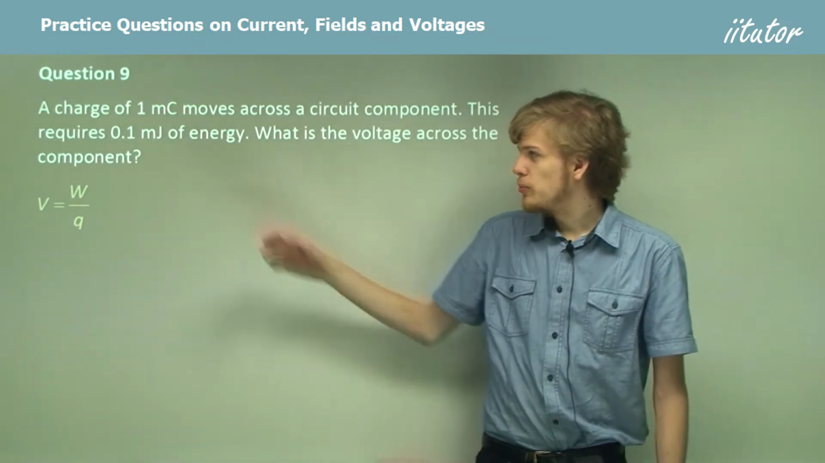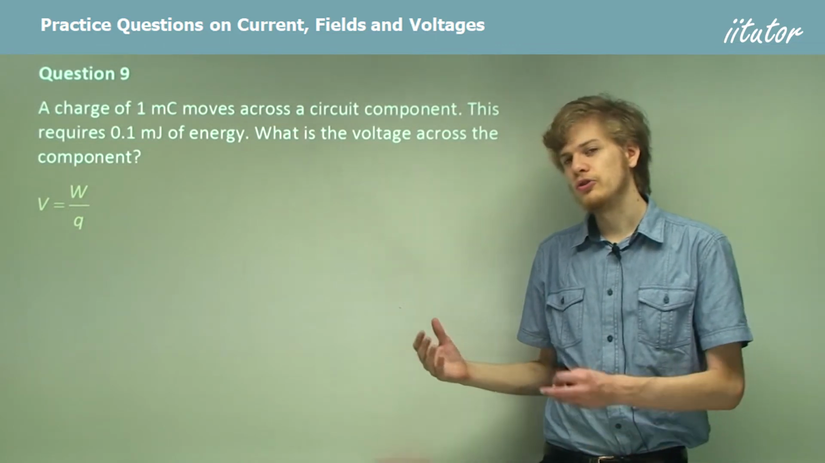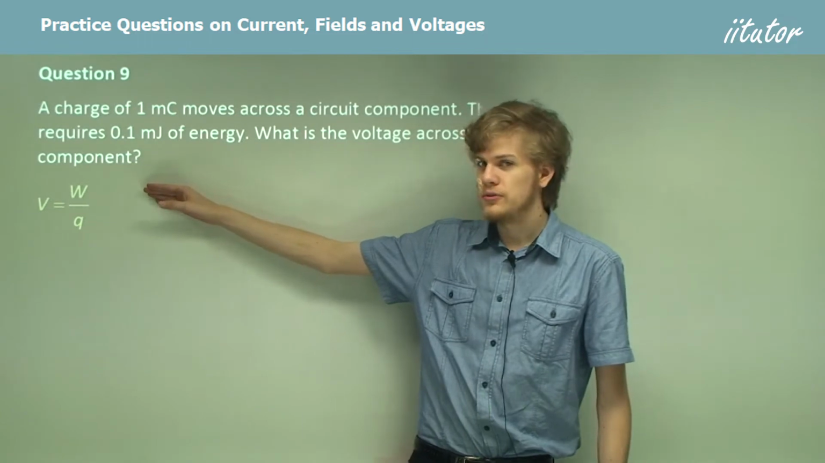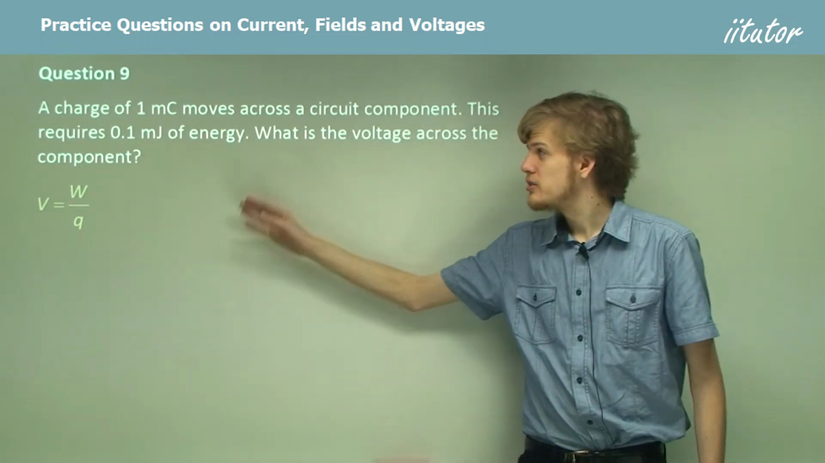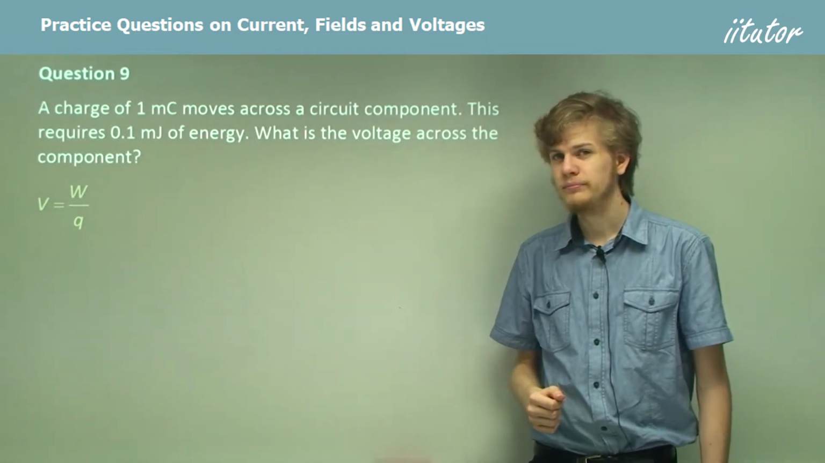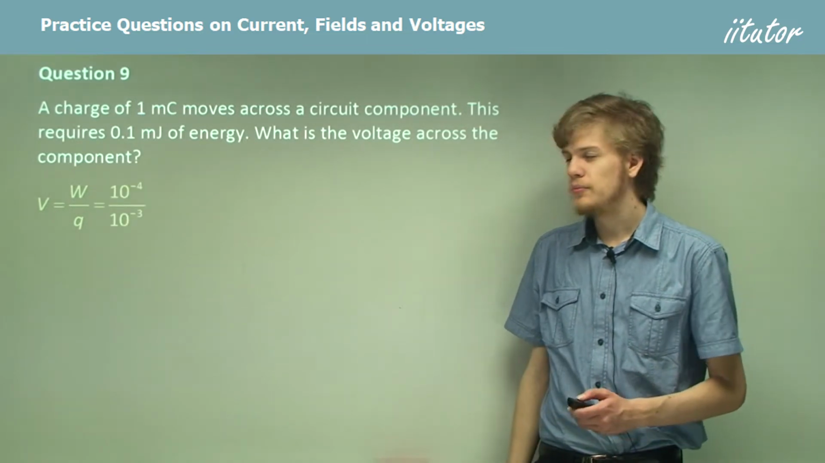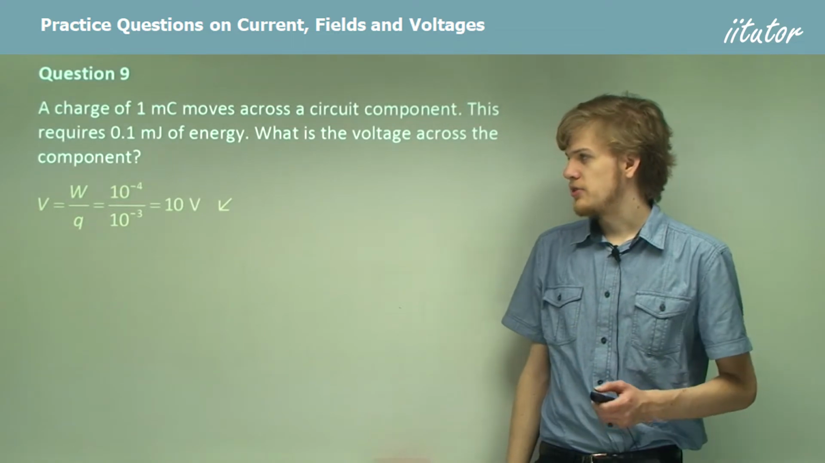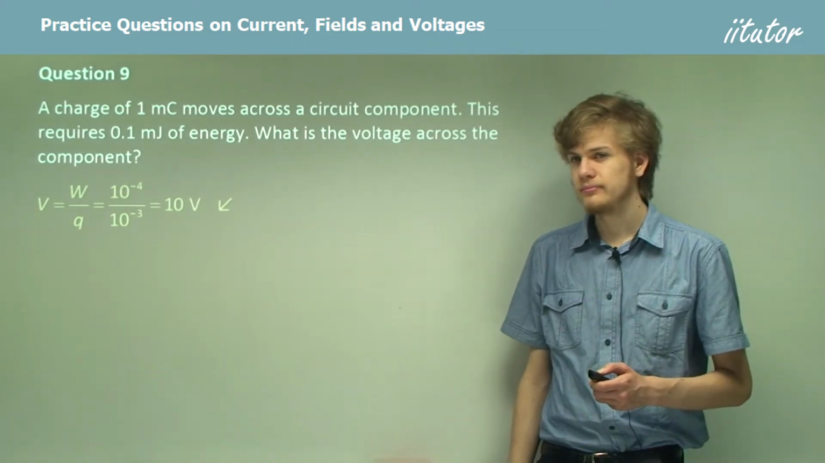So if it takes 0.1 millijoules in order to move the charge across, then that's the work that we use. Q is the charge, just the 1 millicoulomb. So substituting in those numbers, we have 10 to the minus 4 over 10 to the minus 3, which gives us an answer of 10 volts.